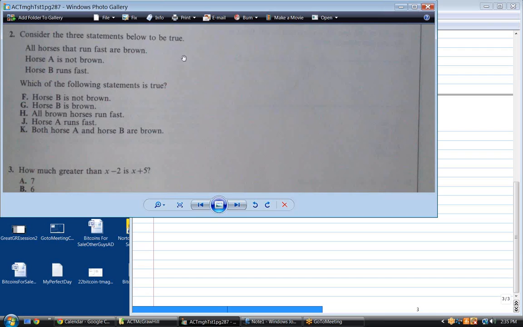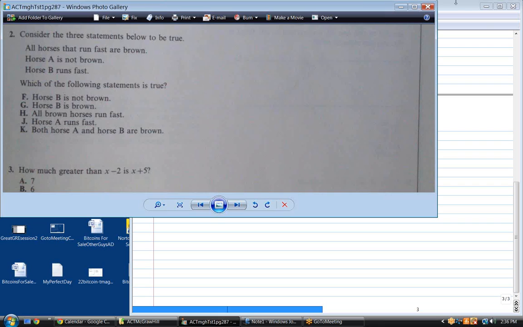Is it G? Horse B is brown. Well, we know horse B runs fast, and we know that all horses that run fast are brown. Yes, good.